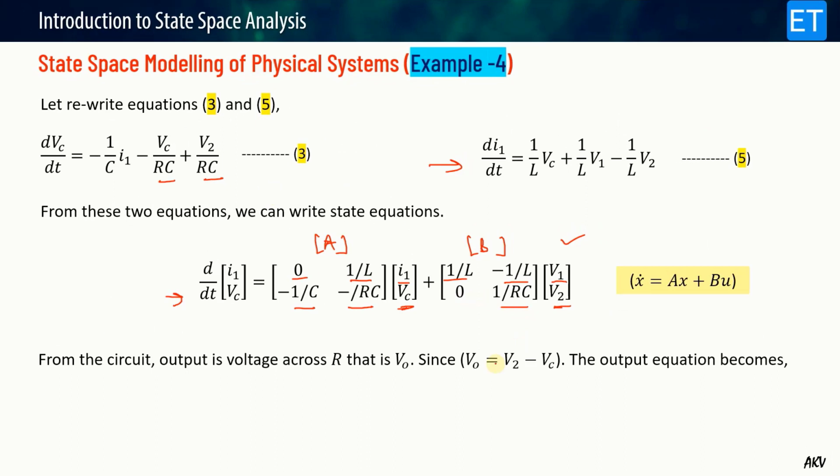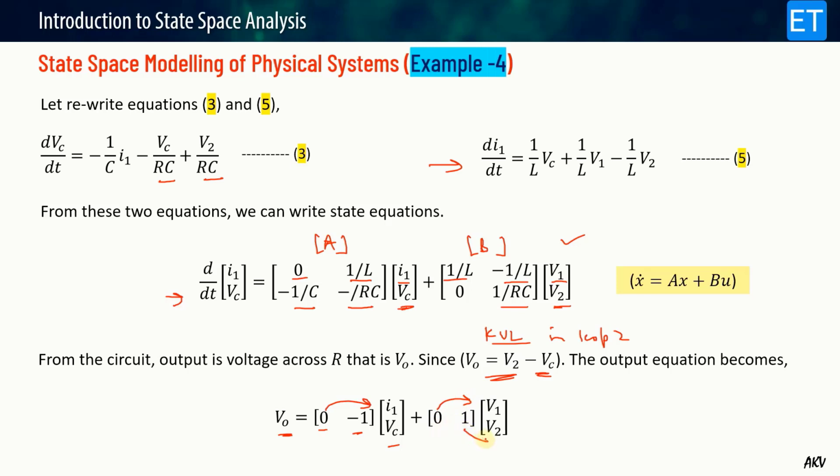From equation 1 I can write again, or you can simply write KVL in the second loop, KVL in loop 2. You can write V0 equal to simply V2 minus Vc. So I can write this in matrix form. So V0 equal to, it is not related with I1, so 0, and minus Vc. So that's why minus 1 for Vc, and V2 is there. It is not related with V1, so 0, and with V2 it is 1. So this equation V0 equal to V2 minus Vc is written in this matrix form.